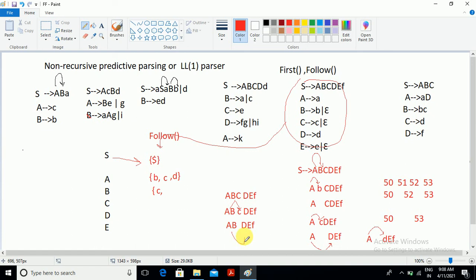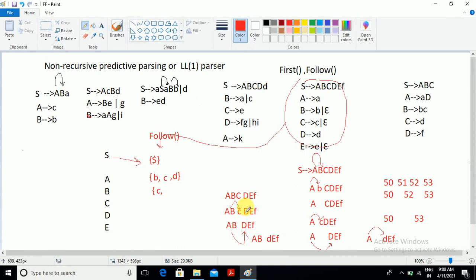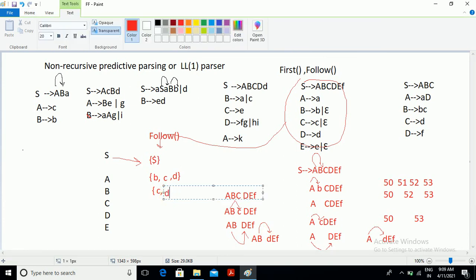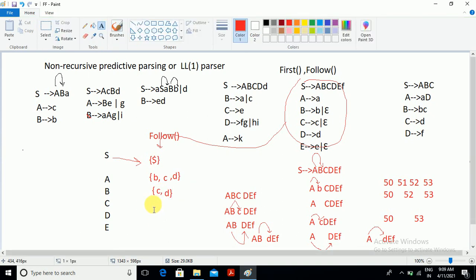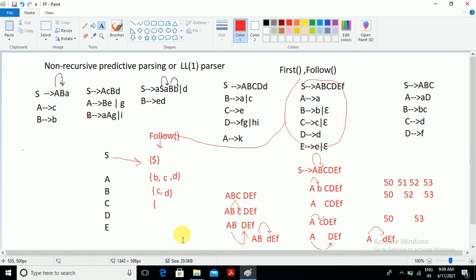The next non-terminal is D, and there is one production for D. So replace that production in place of D. After replacing, the production will become A, B, small d, E, F. Now B is followed by small d also. So here you can write the follows of B will become C, D. That's it. Then C follows: C is followed only by D. D is replaced by its production, small d, so small d you can take directly.